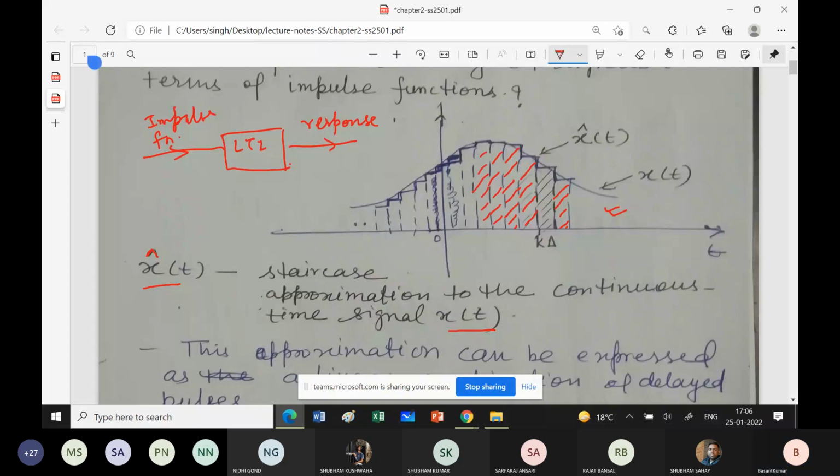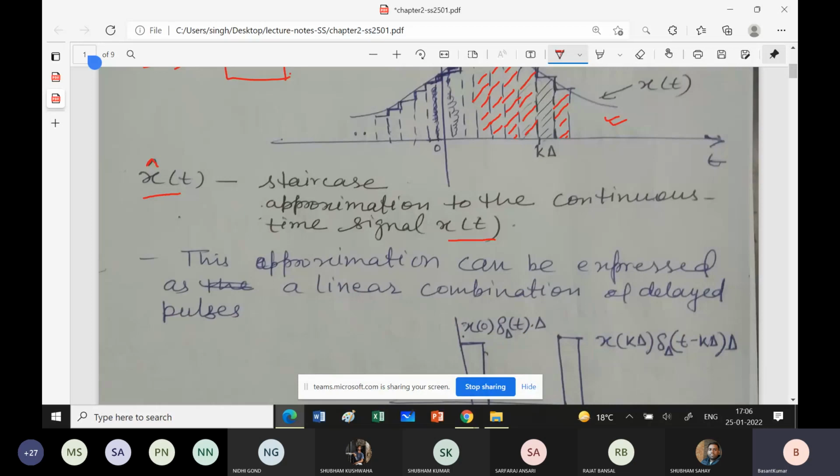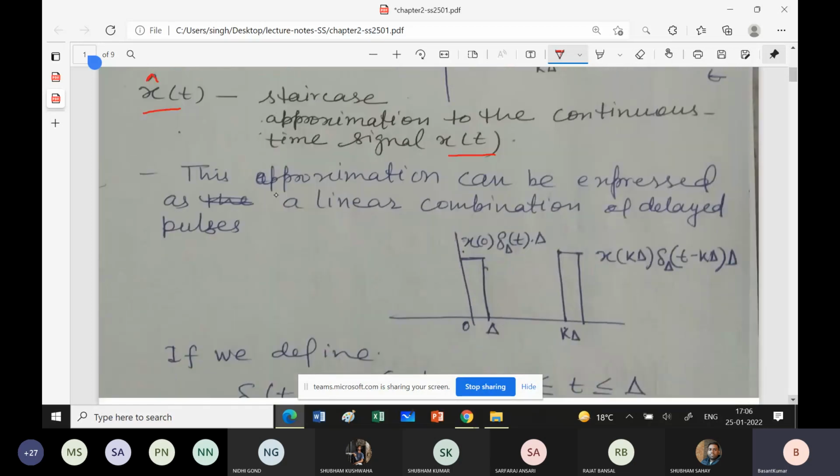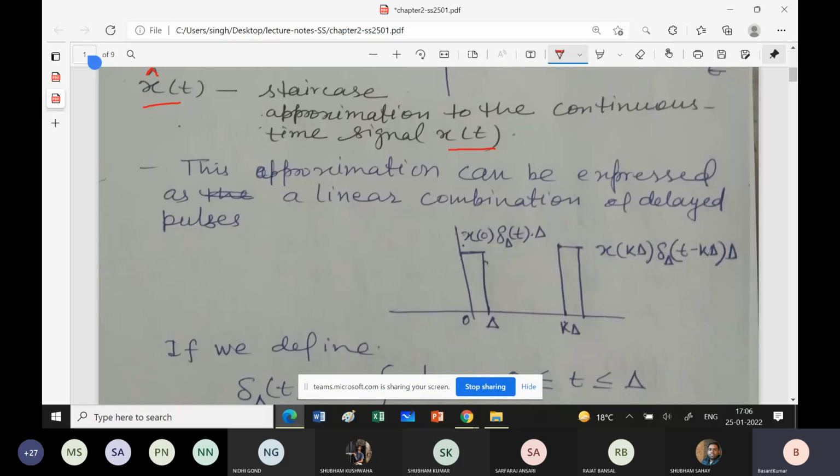Okay. Again, mathematically, we are in an uncomfortable position, but yeah, this is a good approximation which can be made. So we know that we can represent an impulse function in terms of a rectangular function given some condition. So this approximation can be expressed as a linear combination of delayed pulses.